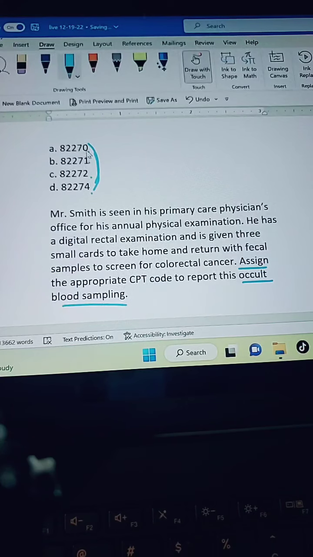Sometimes, if it's 3 in a row like this or 4 in a row, usually it's the one in the middle, either the 71 or 72. But this is a digital. This is where the doctor went in and did the exam, right? And then the patient was given 3 card samples to take home. That'll be a different one. What are we reporting for the occult blood sampling today that was done by the doctor? The digital one.